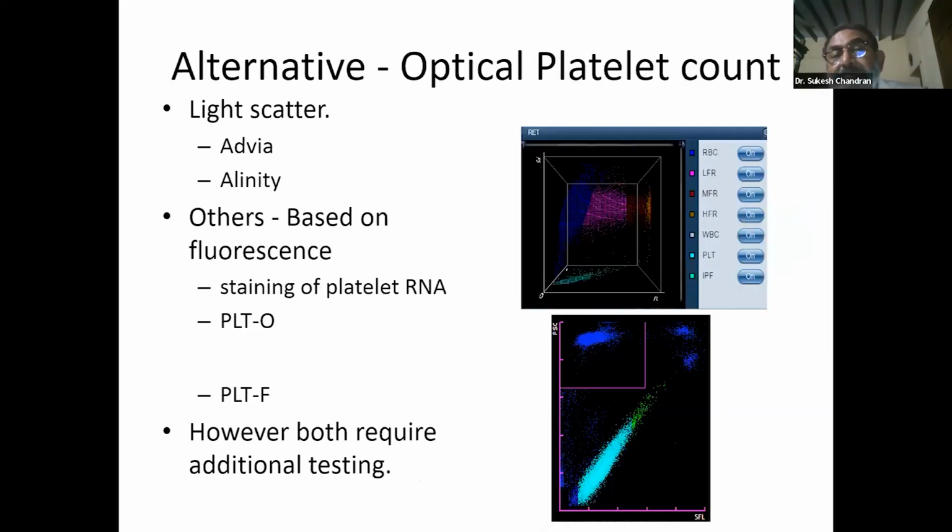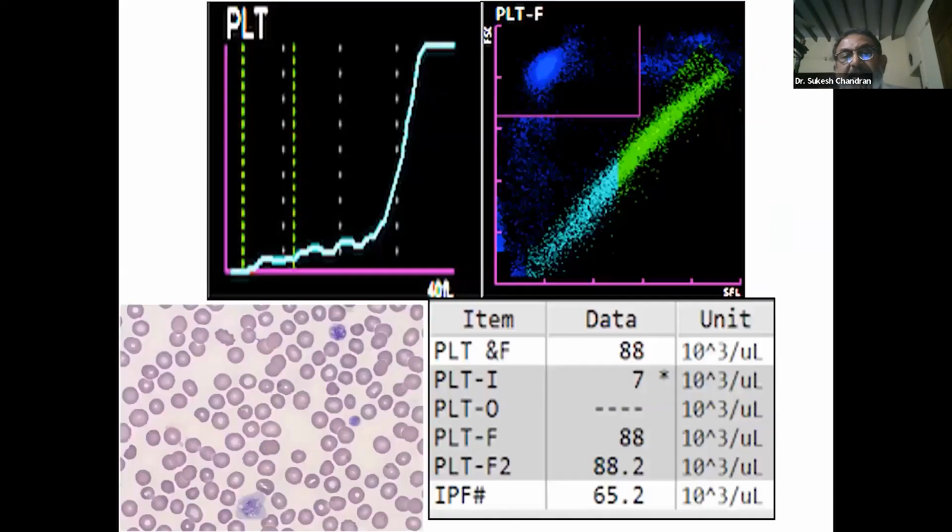What is the alternative? Can we look at optical platelet count? So nowadays people are promoting optical platelet count, but you must realize optical platelet count can be based on 2 principles. One is based on light scatter, which is done by ADVIA, which is from Siemens, and Alinity by Abbott. And the others use fluorescence, which are done predominantly by Platelet-O from Mindray and Platelet-F from Sysmex. However, both of them require additional testing. You have to do additional tests for platelet count, not in Alinity and ADVIA, but in the others we need to do the optical, the fluorescent platelet count.